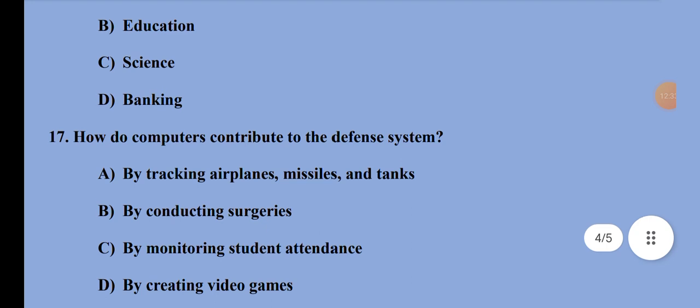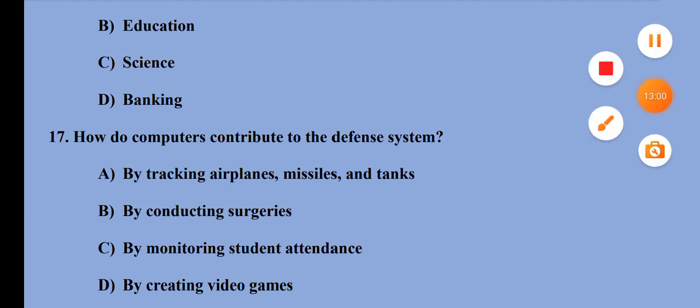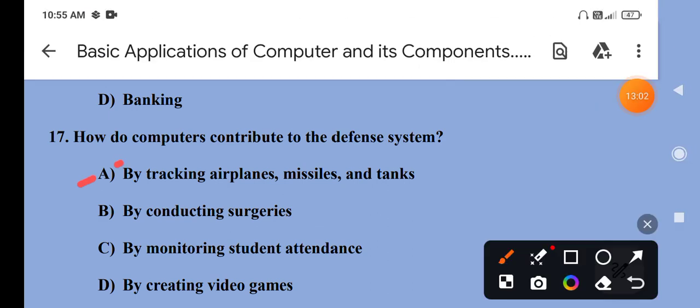Moving to our next question. How do computers contribute to the defense system? Option A, by tracking airplanes, missiles and tanks. Option B, by conducting surgeries. Option C, by monitoring student attendance. Option D, by creating video cameras. The right option to this question is option A. Computers help in defense systems by managing and analyzing data related to various military assets. So option A is the right one.